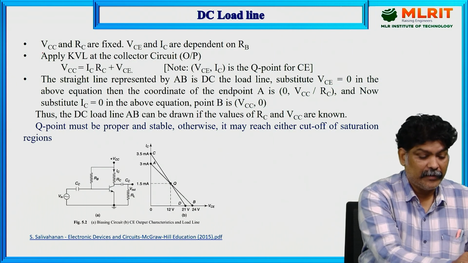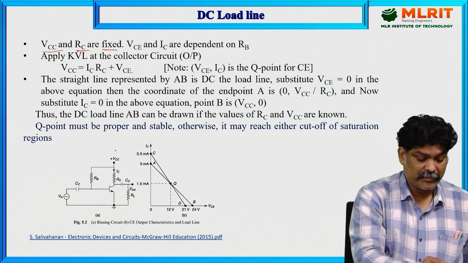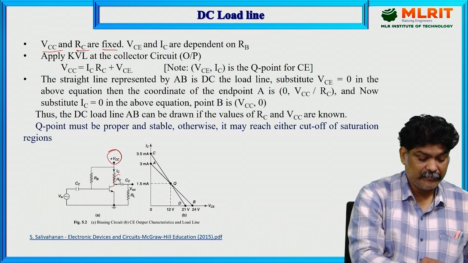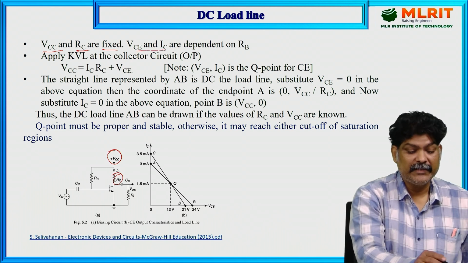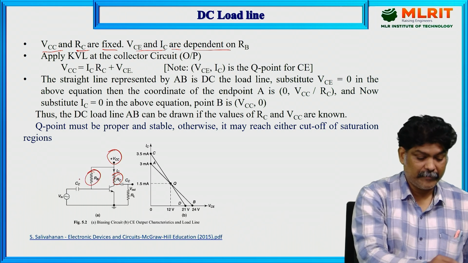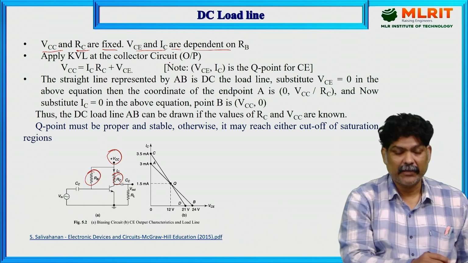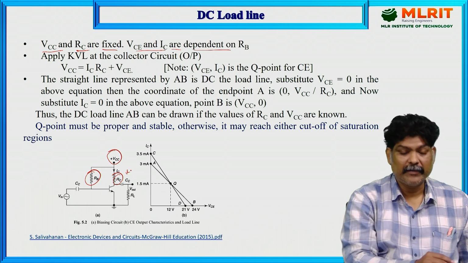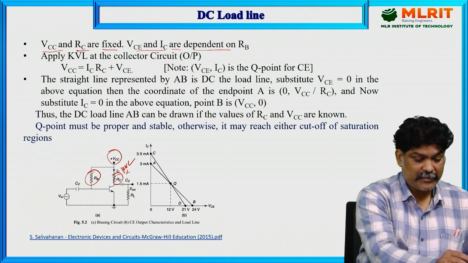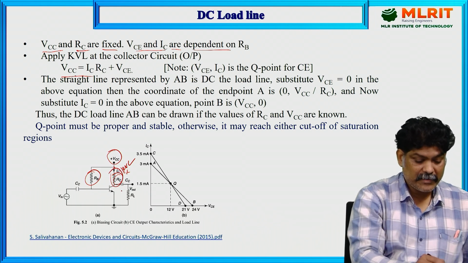Now the DC load line. VCC and RC are fixed. By fixing VCC and RC, this is the circuit diagram. So we have fixed the VCC and RC values. Then VCE and IC are dependent on the base resistor, that is RB. If you apply KVL on the output side, that is the collector side, what is the expression? VCC is equal to ICRC plus VCE.